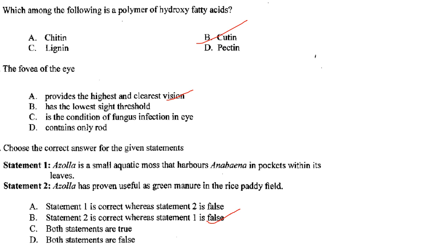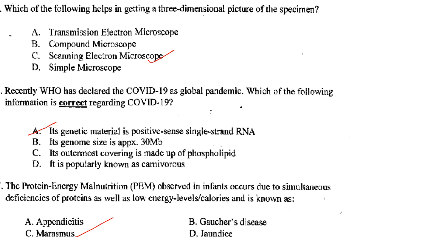So Azolla is a small aquatic moss that harbors Anabaena in pockets within its leaves. Azolla is not an aquatic moss, it is a fern. And Azolla will have filaments of Anabaena living within ovoid cavities inside the leaves. So statement 1 is not correct. Azolla has proven useful as green manure in rice paddy fields. That is correct. So statement 2 is correct, whereas statement 1 is false. So answer is option.